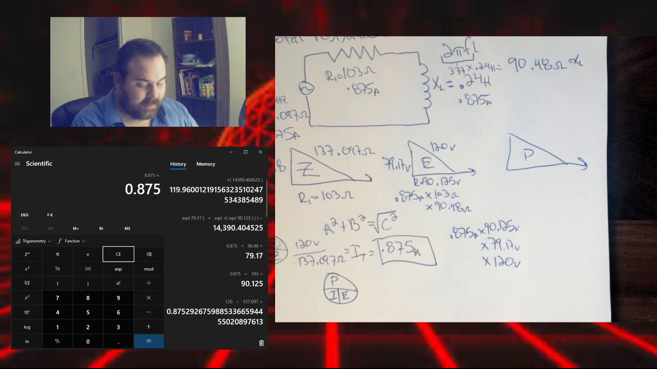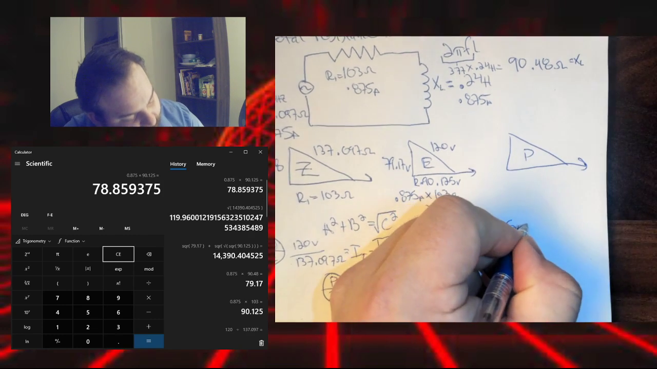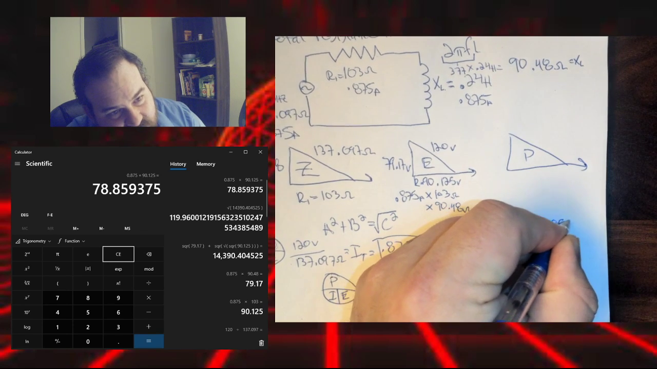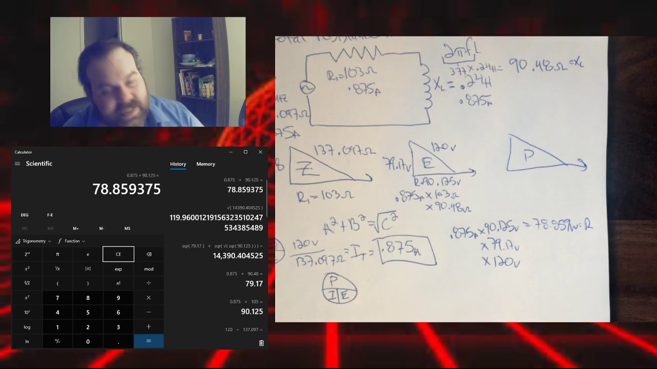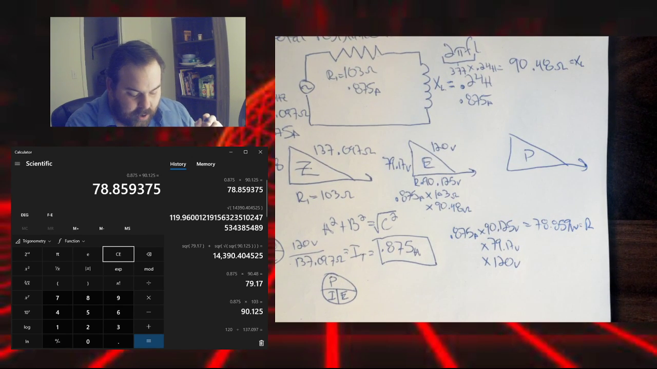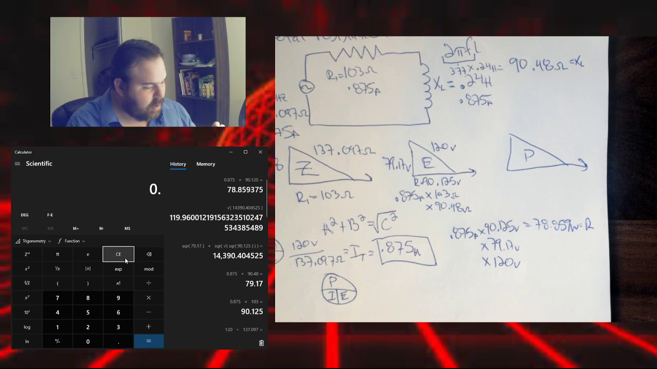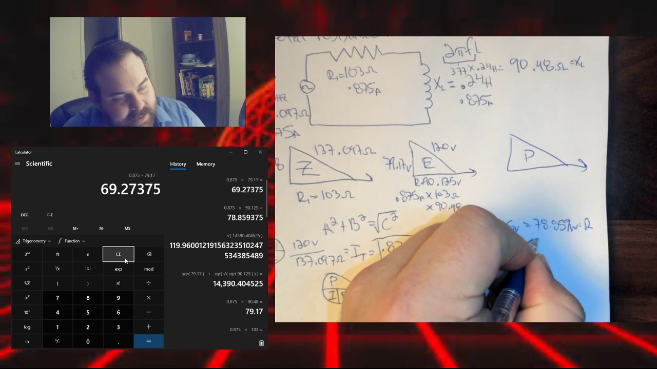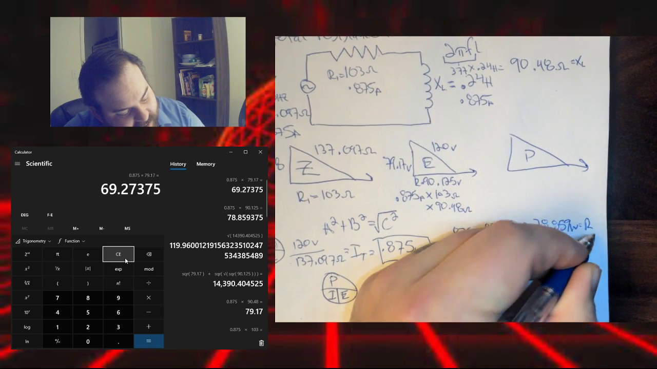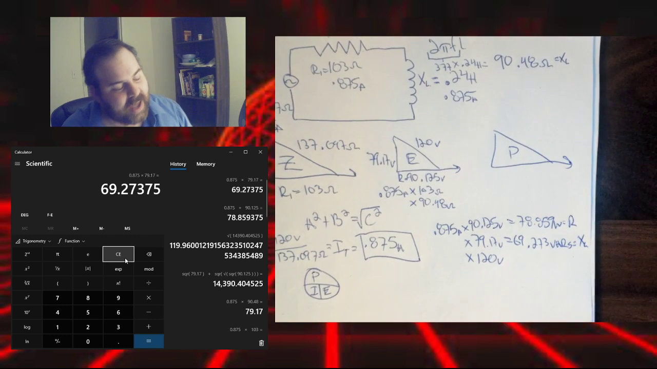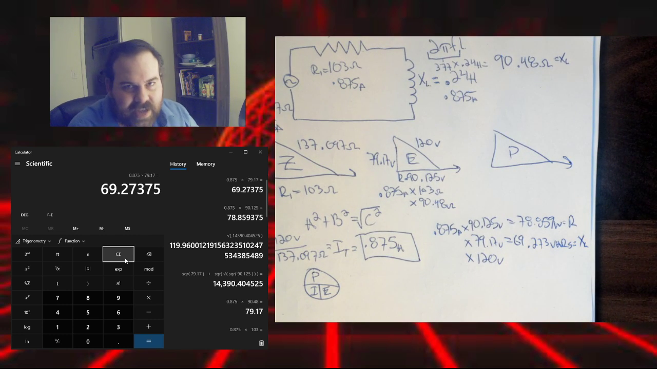0.875 times 90.125 gives us 78.859, and that is in watts because that is our resistor. Then we're going to go 0.875 times 79.17. Nice. It's 69.273. That is in VARs because that is the inductive reactance. VARs stands for the volt amps of the reactance. That's why we use it.